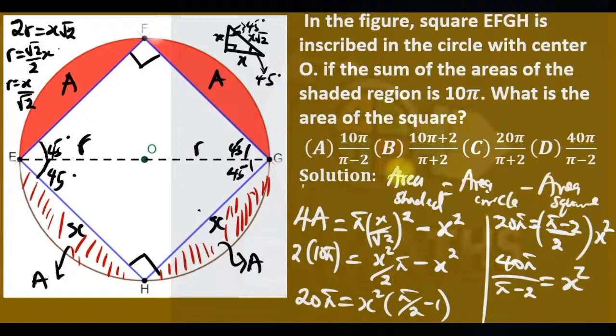which is the area of the square. The area of the square, because the side is x, so the area is x squared. That is what we are asked to find. The answer is option D. So it's a very tricky question, option D.